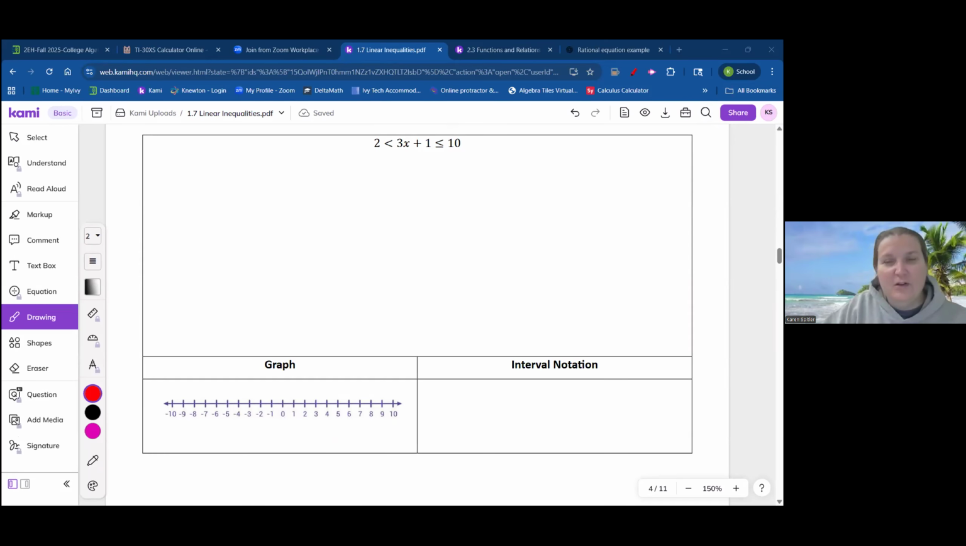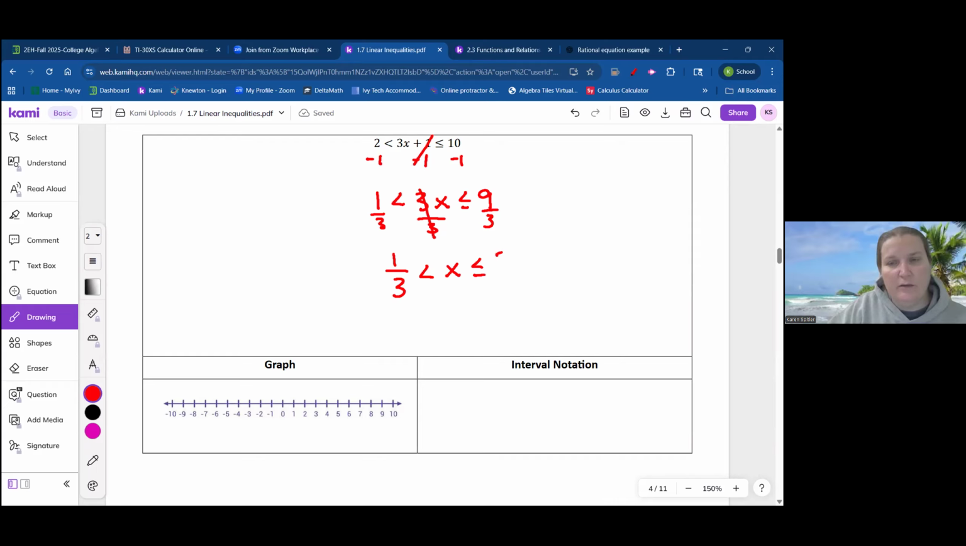All right. So from the middle here, I'm going to subtract 1. So in this case, I subtract it from the left, the middle, and the right. So the middle goes away there. So I have 1 is less than 3x, which is less than or equal to 9, and this is 3 times x, so the opposite of times is divide. So I'm going to divide by 3, divide by 3, divide by 3, and boom, that goes away. So you get 1/3 is less than x, which is less than or equal to 9 divided by 3 is 3.